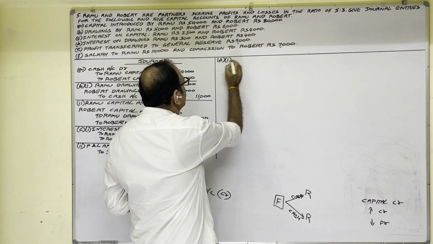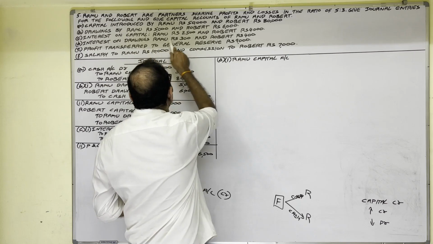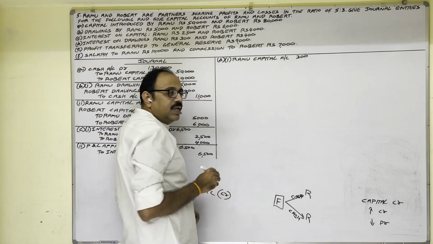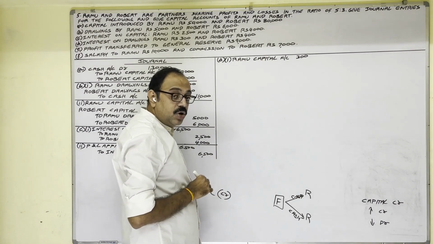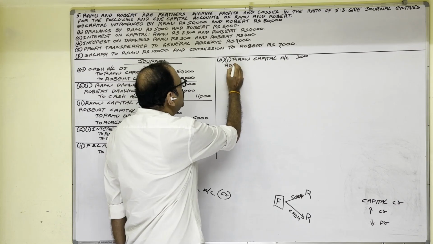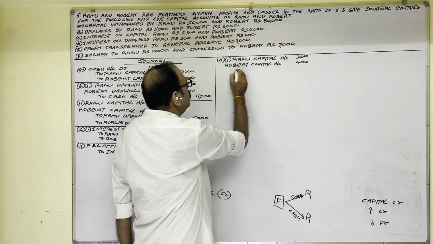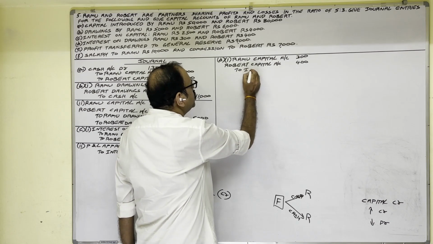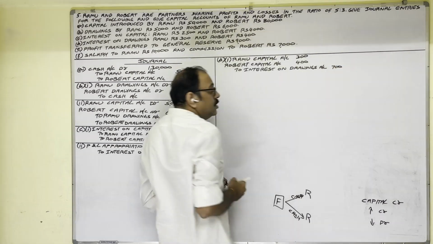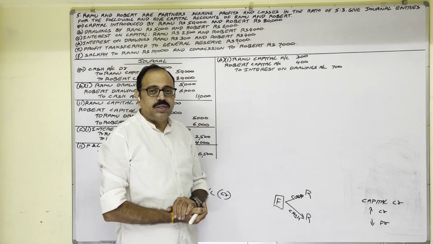First entry, Ramu capital account debit, interest on drawings, Ramu 300. No? From Ramu's capital, 300 interest on drawings we should subtract. Next, Robert capital account debit 400, to interest on drawings account total 700. Narration: being the entry for interest on drawings.